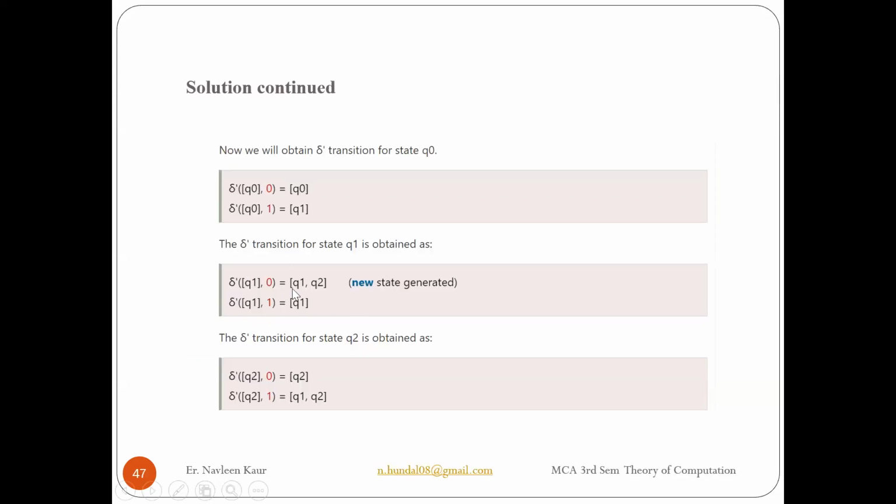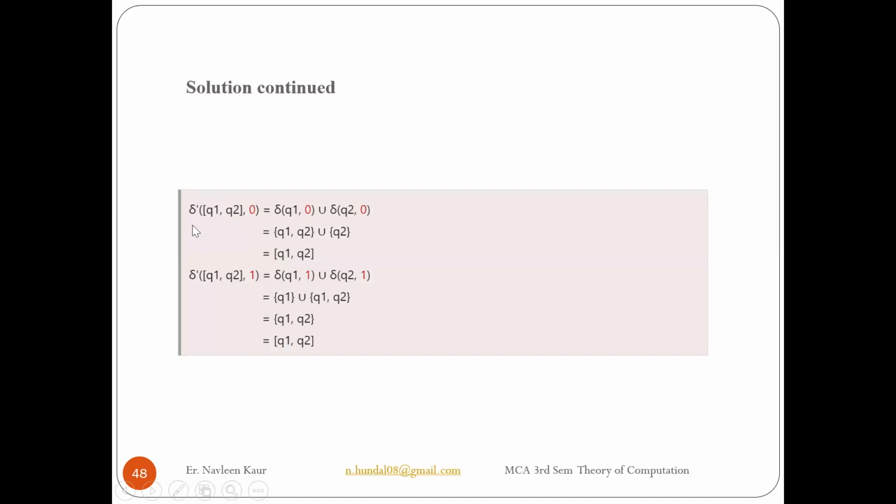Now let's consider that this Q1 and Q2 is a new state. Q0 was already there, Q1 was already there separately, Q2 was already there. The new state generated is Q1 comma Q2. If a new state is generated, I have to check that from this new state Q1 comma Q2, if I give it 0, where will it go, and if I give it 1, where will it go? For Q0, Q1, Q2, I have already checked that. But as a new state is generated, I have to work on it also. So that's what I have written here.